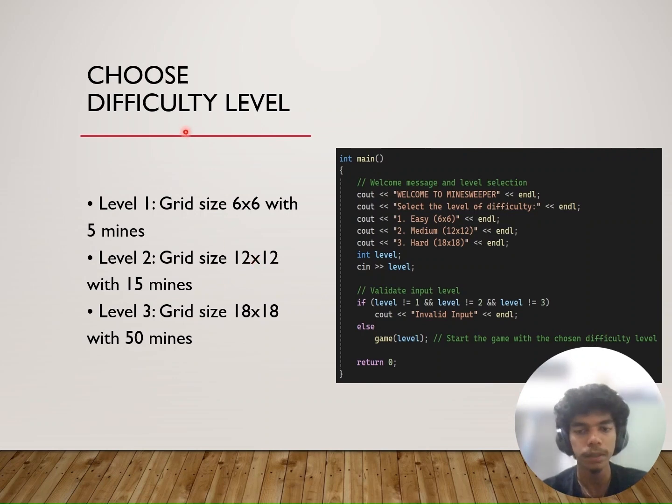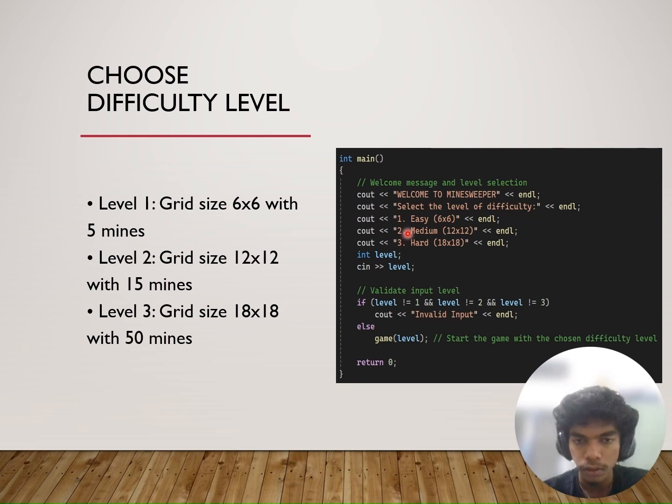So the first step, choosing the difficulty level. So it is a basic code here. And then I've defined a variable level, which I take the input. The user will just give it as an input.